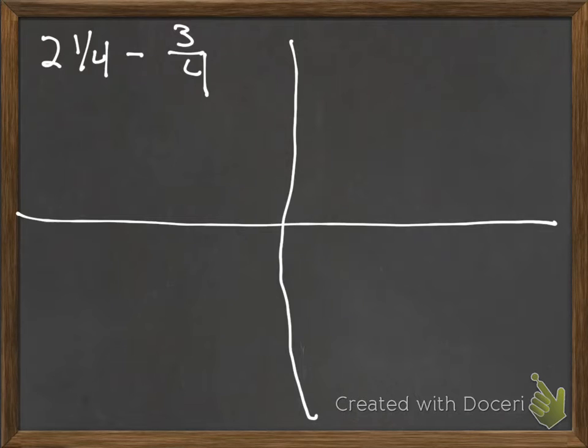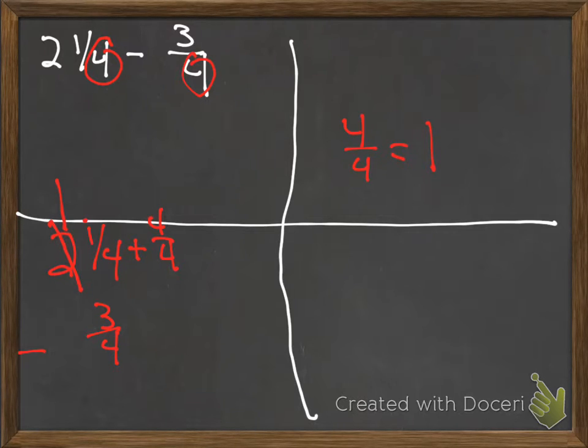All right, let's do this one. So here, our denominators are the same. So I'm going to write 2 1/4 minus 3/4. But as you can see, we cannot take 3/4 away from 1/4. So I'm going to borrow 1 whole from the whole number. Then I'm going to add 4/4, because I borrowed 1 whole. 4/4 equals 1.